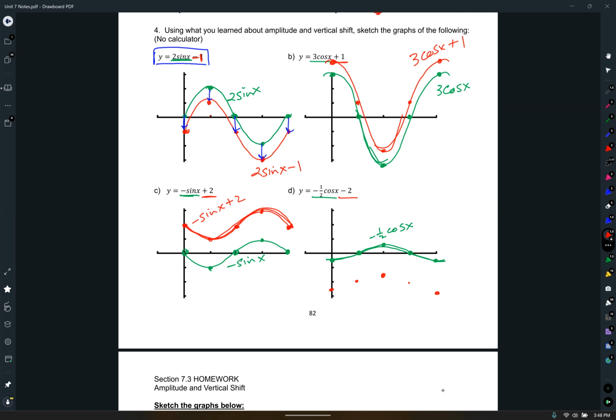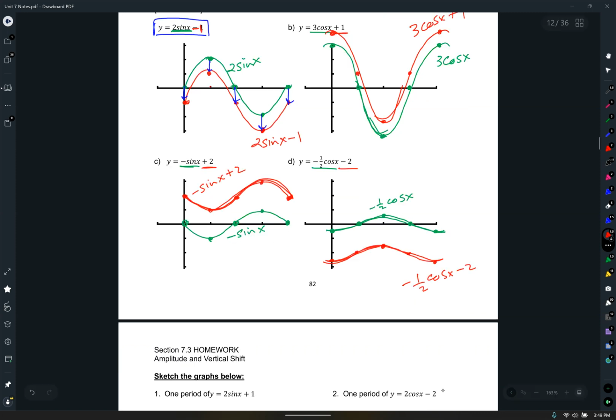Notice it helps moving those points in the order that we graph them, because now I can make sure that this point is lined up in the middle of where these are supposed to be. And so I'm going to have that same basic shape, kind of squished up. And so that is my negative 1/2 cosine, and then minus 2. Okay? So that is section 7.3 that brings in amplitude and vertical shift. That makes it a little bit more interesting.